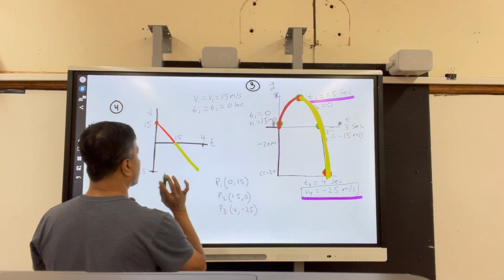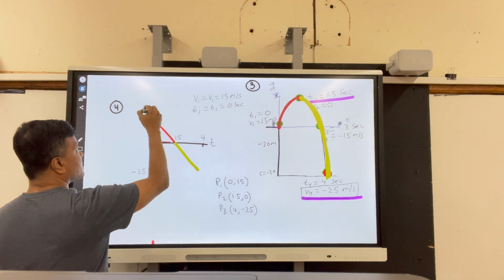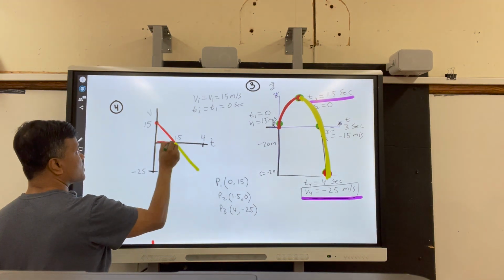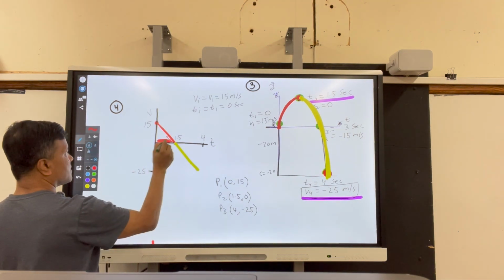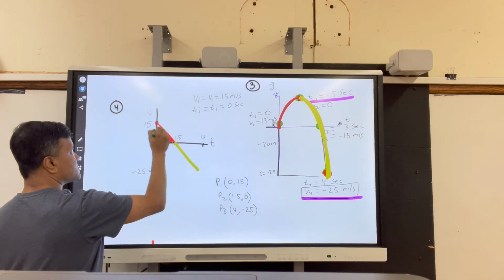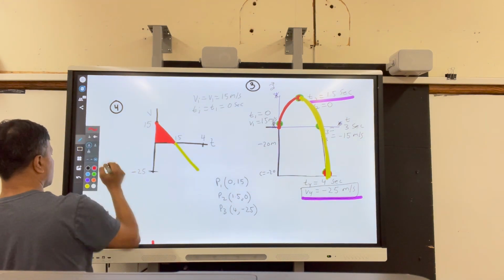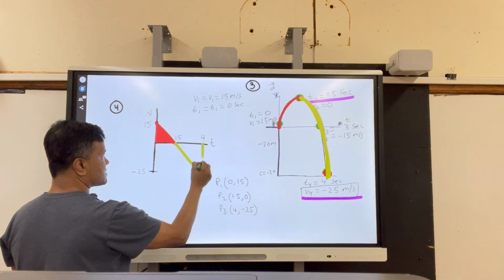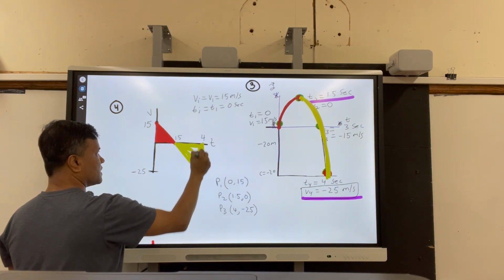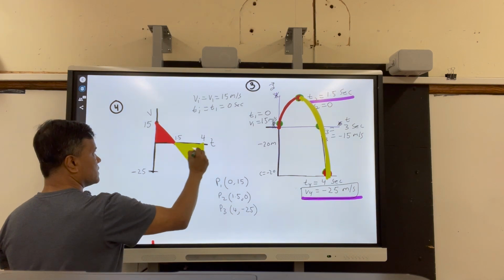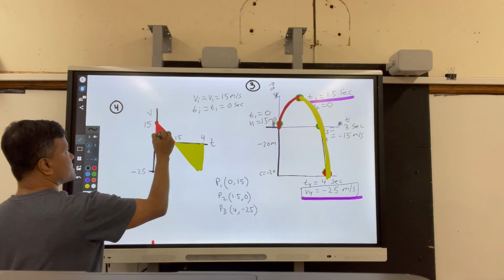Very good. Now I want to find the distance. What do I know about the distance? This is a velocity versus time graph. So the absolute value of this is going to give me the distance. That's it. Very simple. So this is the distance. This plus this is the distance. Okay, very simple. Okay. So now let's find this.